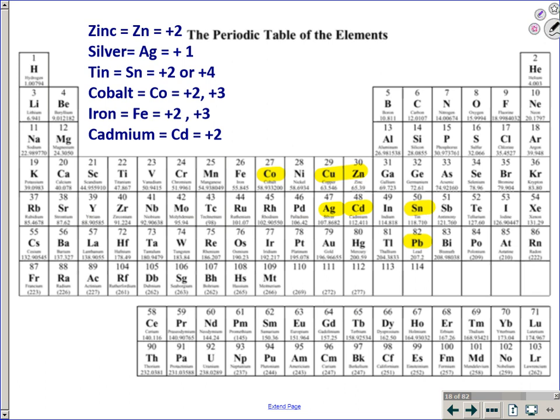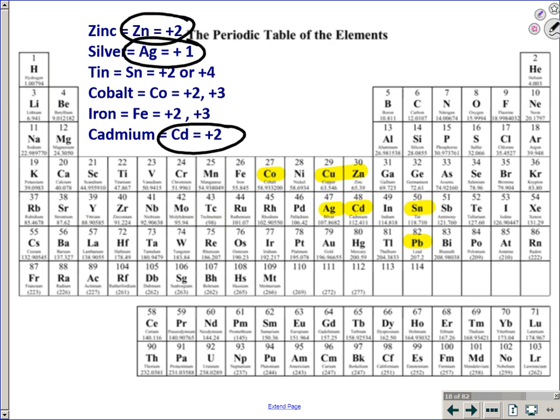There are 3 that do that. Zinc always gets a 2+ charge. Always. So one would never say zinc 2 chloride. We'd never say that because it always has a 2, so there's no question in our mind. Silver always gets a +1. And cadmium, there it is, cadmium always gets +2.